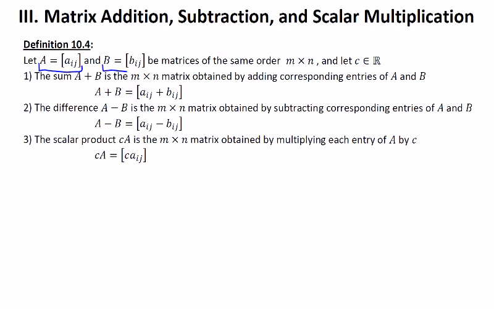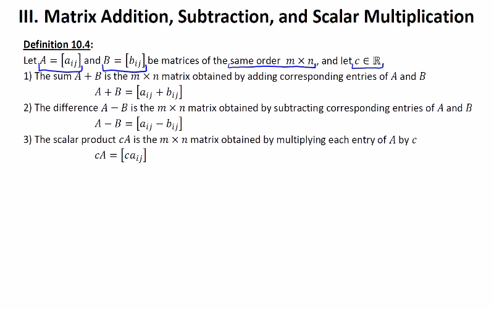and B be matrices. So capital A and capital B are supposed to represent matrices, specifically of the same order m by n. So you cannot perform the operations that we're describing here with multiple matrices if they are not the same size. They have to be the same order in order for this to work. And we see little c is going to be representing a real number.